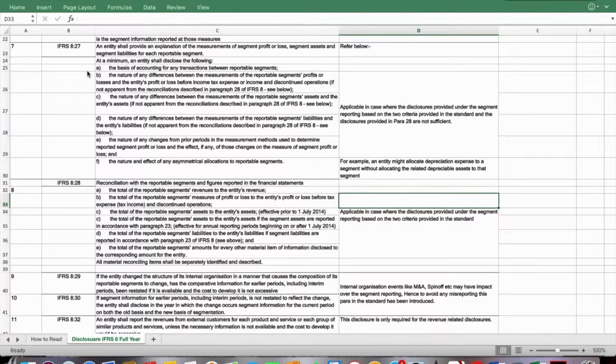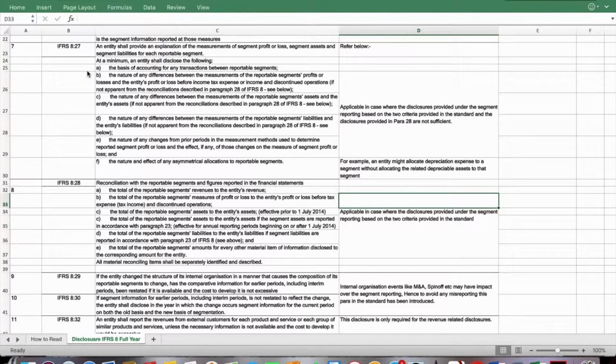Let's start the discussion regarding paragraph 27 of IFRS 8. The primary purpose of this paragraph is to specify whether there is any measurement difference between the assets, liabilities and profit disclosed in the financial statements and the information provided to the CODM, or between the segment reporting. So it's any measurement difference between the segment reporting and the entity's financials.